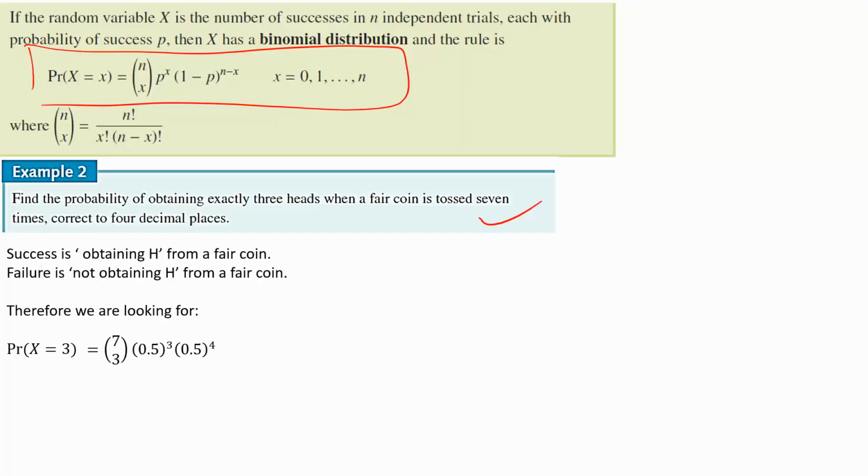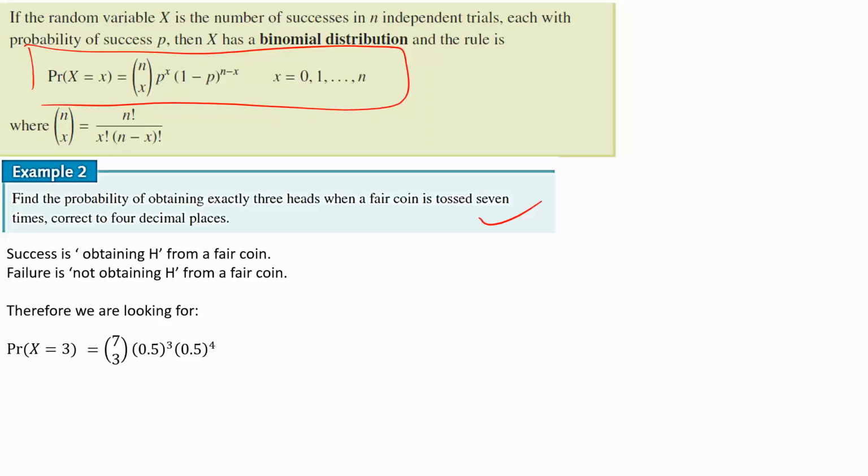I want only three of them to be exactly three. I want them three to be heads, and I want the rest to be tails. So this is what I'm saying here. Heads, three of them, tails, four of them. That makes sense. This will tell me the total number of possible ways to have three heads and then four tails.